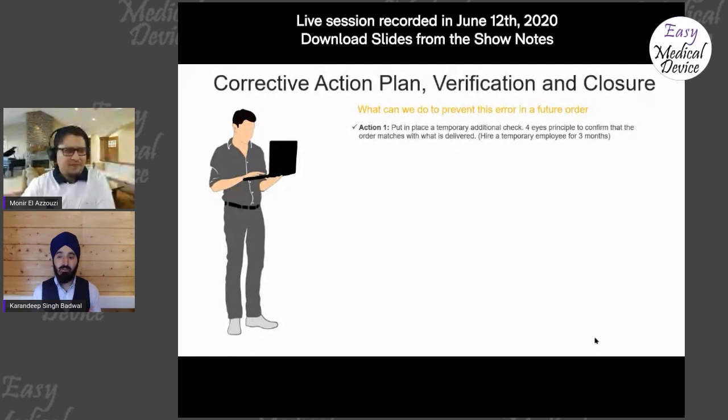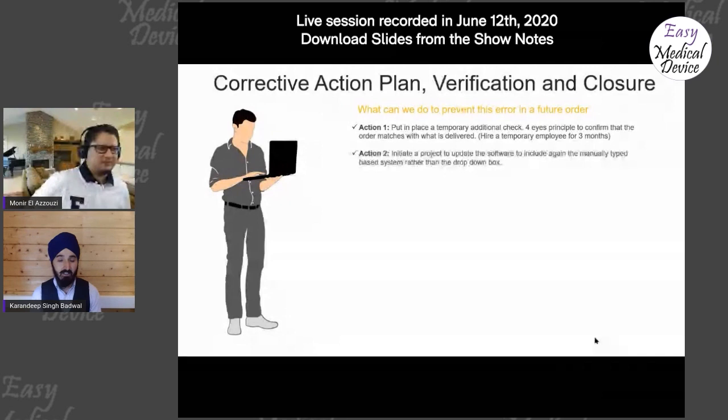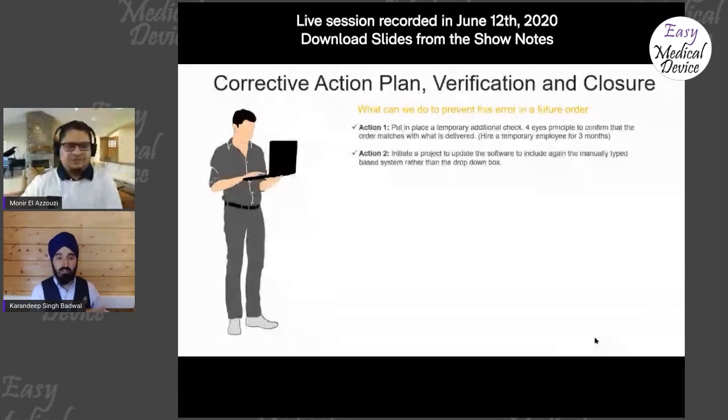So we need to put in place a temporary additional check, the 4 eyes principle. The idea being that there's 4 different eyes looking at it rather than 2 different eyes. A second person as a sense check to make sure that the order matches what is actually delivered in the end. We can hire a temporary employee. We can bring in an extra member of staff while this investigation is going on. That's the first action we need to take while we're actually solving this problem.